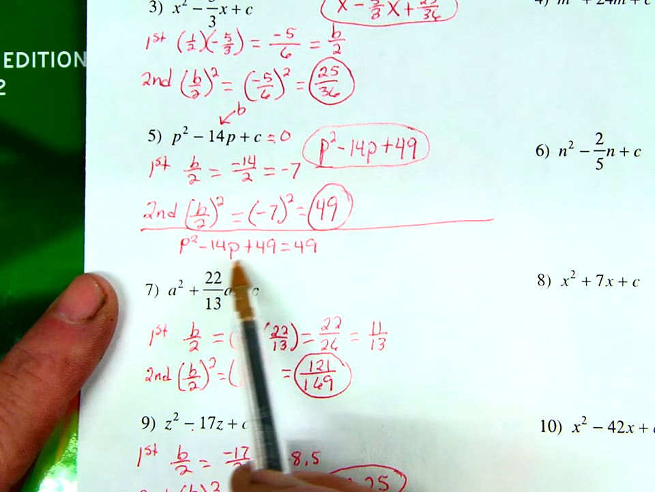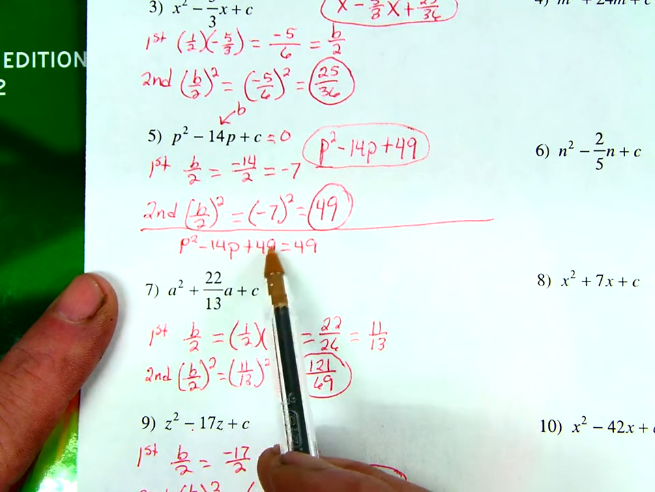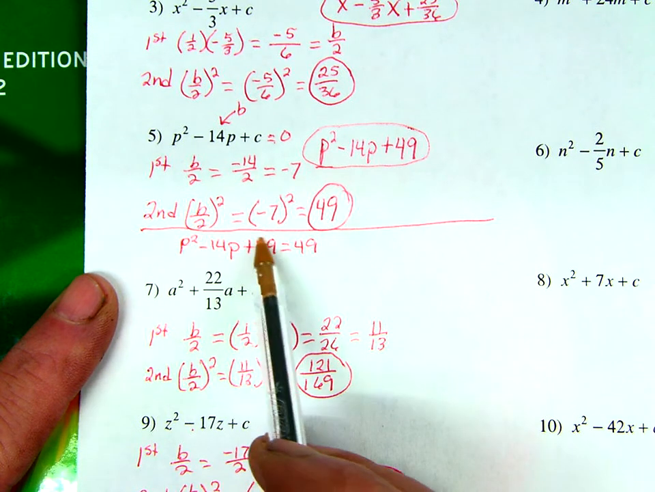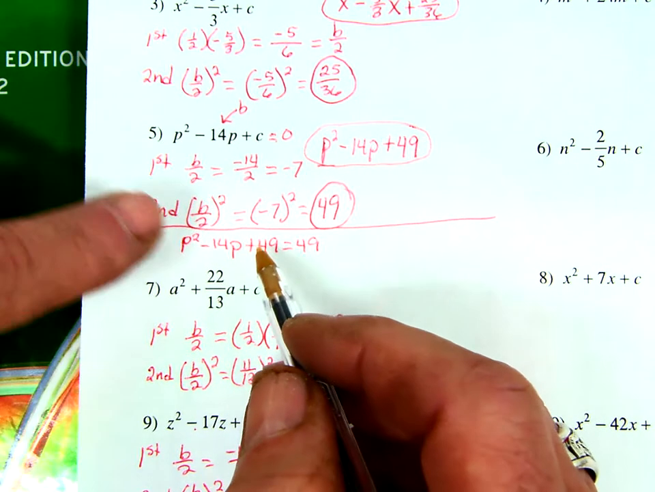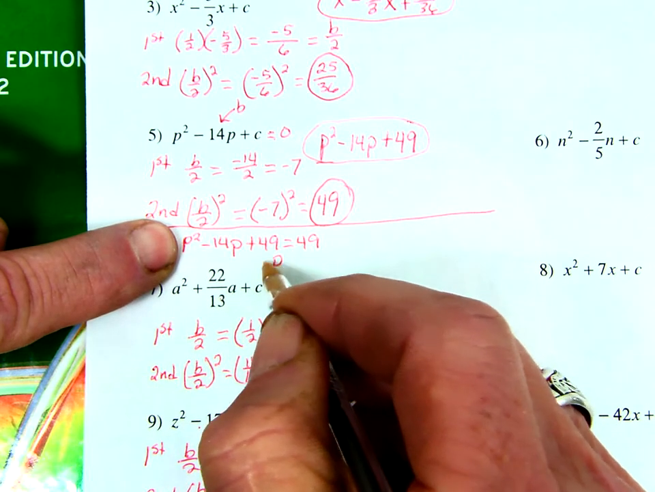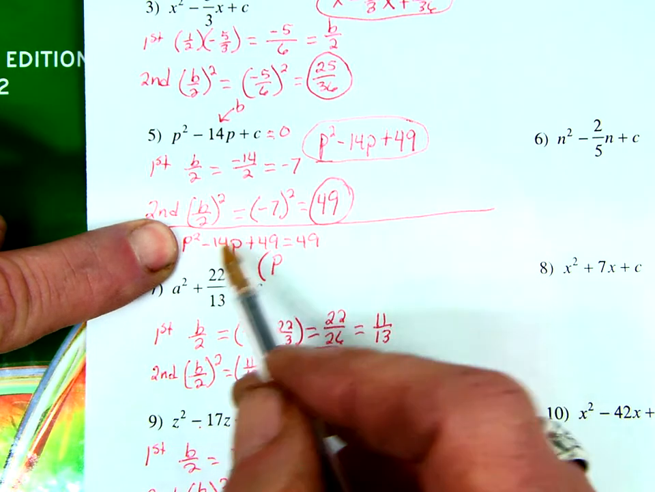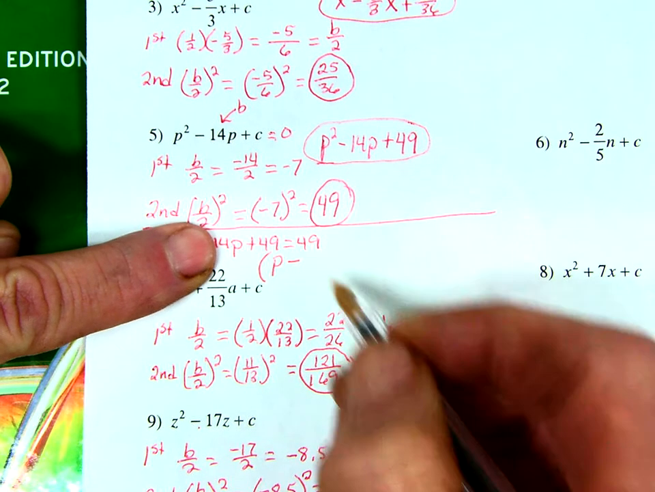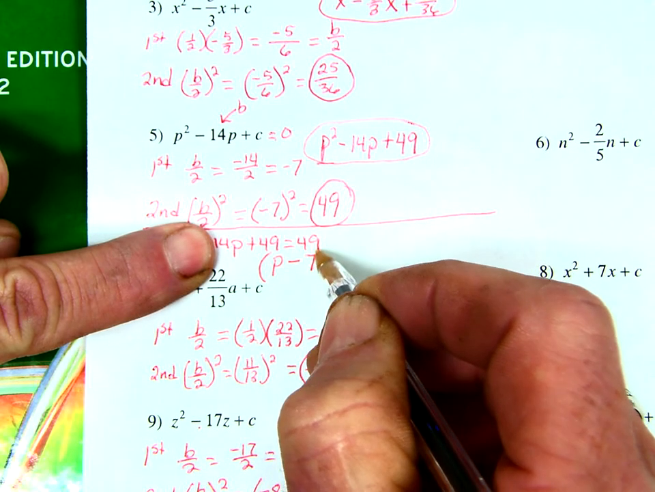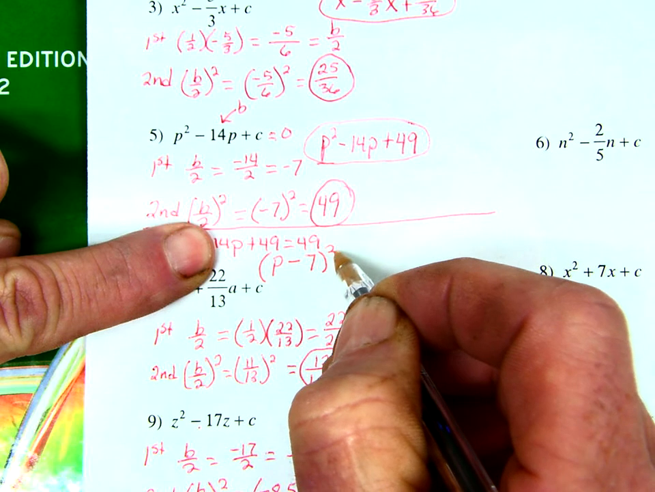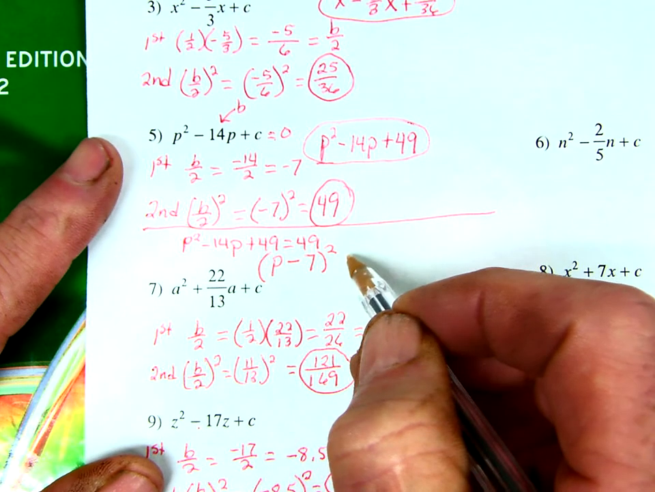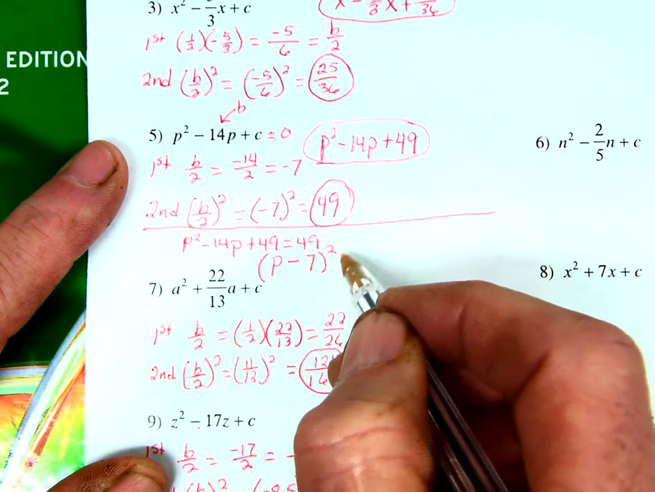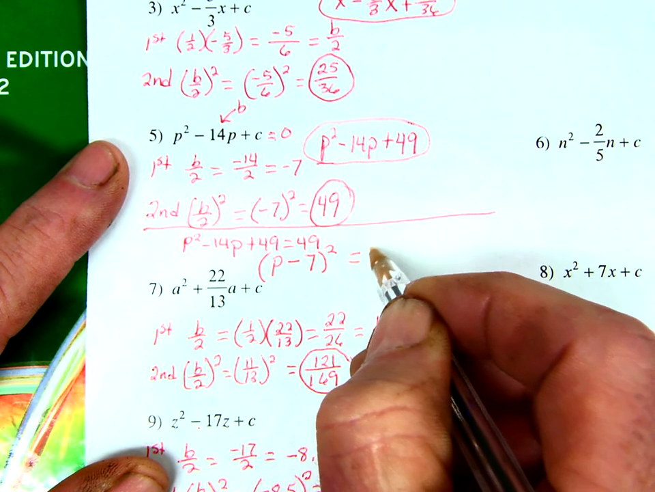Now, completing the square allows us to do something very important. It allows us to factor this expression right here on the left-hand side. And the way that we're going to write this factor is we're going to take this letter, p, inside of parentheses. And there's a minus sign right here, so minus. And now we take half of that number right there, 7. With the square on the outside. And then that, if you FOIL it, will give you this right here, equals 49.